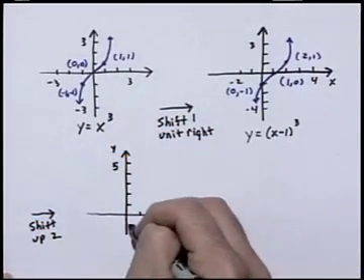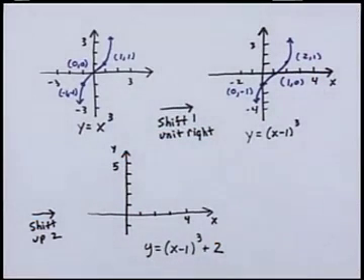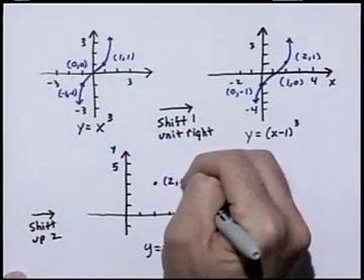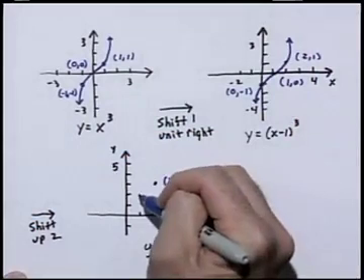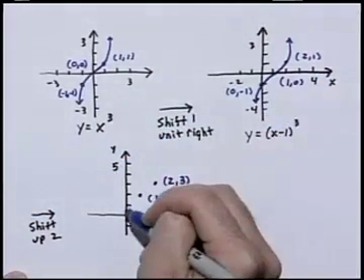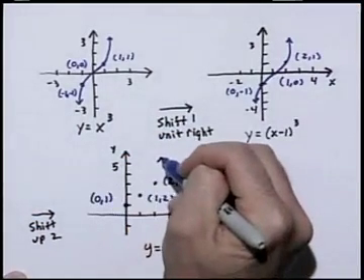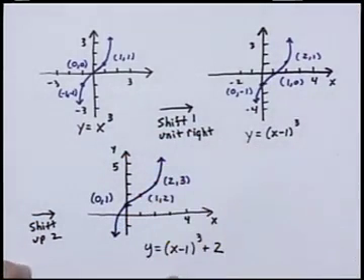So instead of (2, 1) being on the graph, it's now going to be (2, 3). Instead of (1, 0), it's going to be (1, 2). And instead of (0, negative 1), it's going to be (0, positive 1). And then we trace in our cube function, and we have the graph of y equals (x minus 1) cubed plus 2.